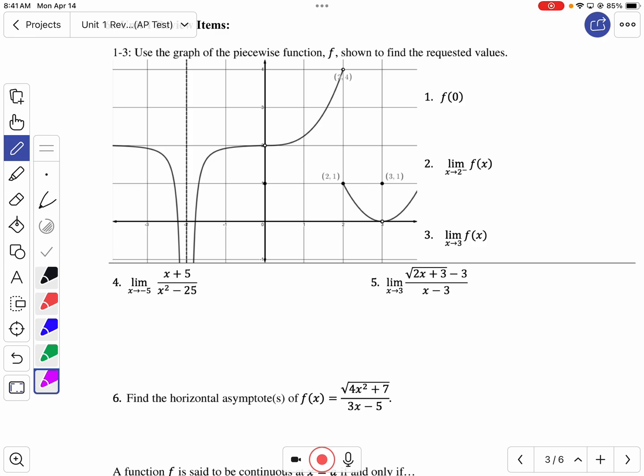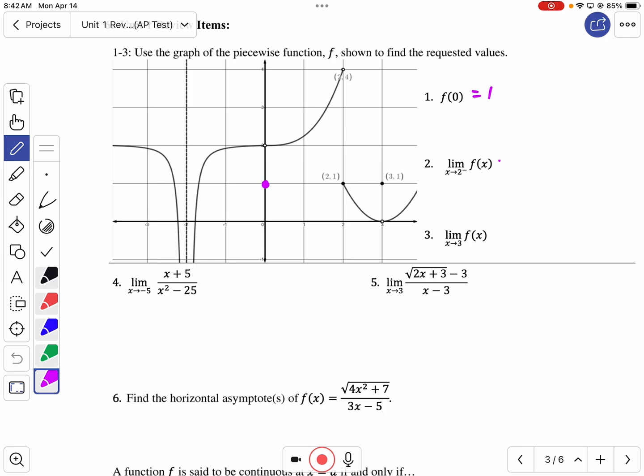All right, what do we get for the first one? What is f at 0? It is 1. Okay, we're just looking for the value of the function. There's a hole up there, so there's where it is. Limit as x approaches 2 from the left. Okay, remember that's what that little negative sign means.